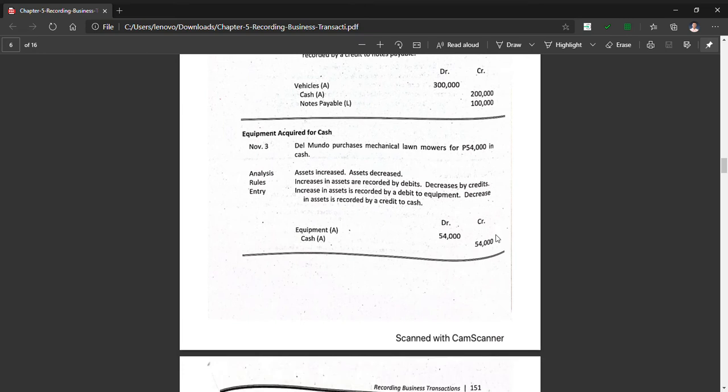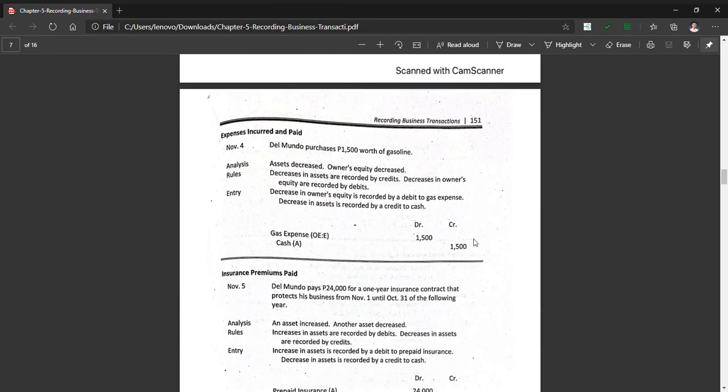Next, equipment acquired for cash. Okay, Del Mundo purchased a mechanical lawnmower for 54,000 in cash. So, simple na lang to. Bumili tayo ng lawnmower, tapos nagbayad tayo ng pera. So, dahil meron tayong biniling lawnmower, meron tayong increase in asset. So, we debit equipment, 54,000 kasi nga bumili tayo ng lawnmower. Tapos, we credit cash, 54,000 kasi nagbayad tayo ng pera.